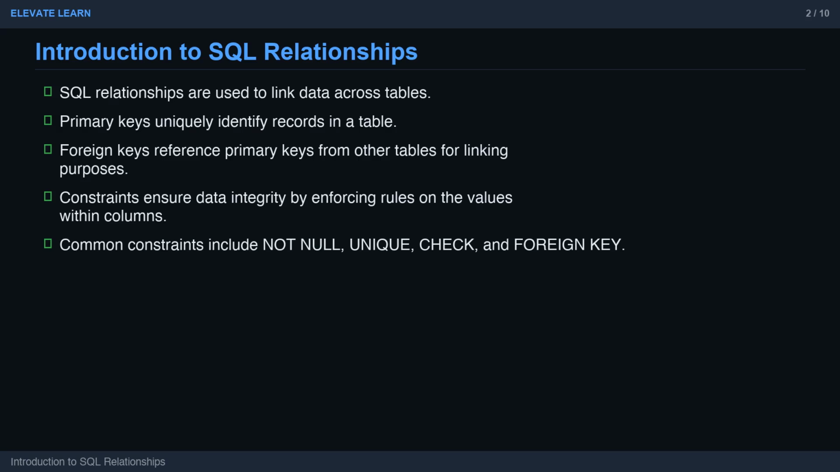Common types include not null, forcing something to always have a value. Unique, ensuring no duplicates. Check, setting specific rules for valid entries. And foreign key, keeping all these pieces nicely linked. So, keep those relationships strong and your database healthy with primary keys, foreign keys, and constraints.